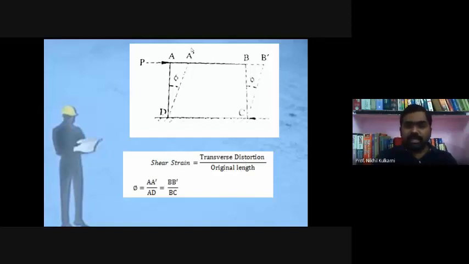Meaning, how much distortion, how much change in length has happened here, A to A dash and B to B dash, that is your transverse distortion, that is A to A dash or B to B dash, and the original length was here, that is AD or BC, the original standing length. So A changes to A dash, B changes to B dash, so the change in length is A dash, and the original remains AD. So we are going to take it as A A dash divided by AD or B B dash divided by BC. That is your phi. Okay, that is the shear strain.